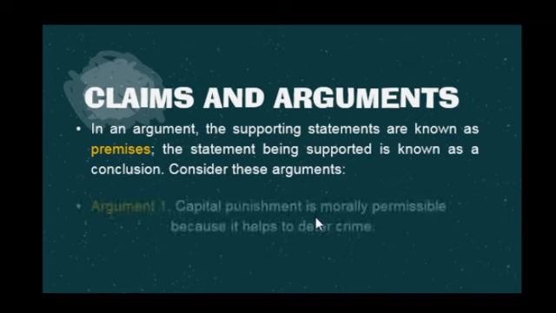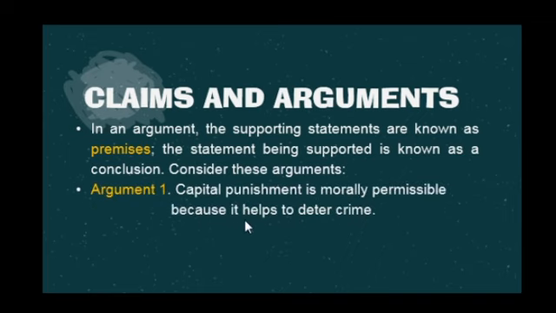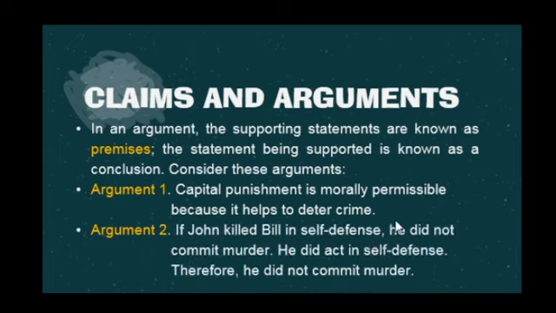Consider these arguments. Argument 1. Capital punishment is morally permissible because it helps to deter crime. Argument 2. If John killed Bill in self-defense, he did not commit murder. He did act in self-defense. Therefore, he did not commit murder.